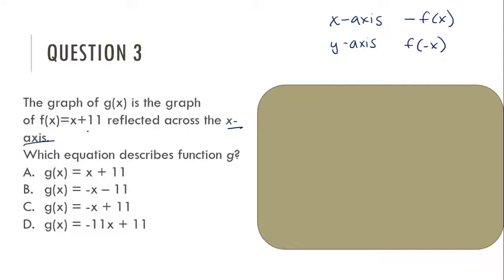So for the x-axis, if I'm changing the entire thing, I'm taking that x plus 11 and I'm putting a negative out in front of the entire thing, which means I have to distribute that negative to both terms. So that would become negative x minus 11, or choice B.